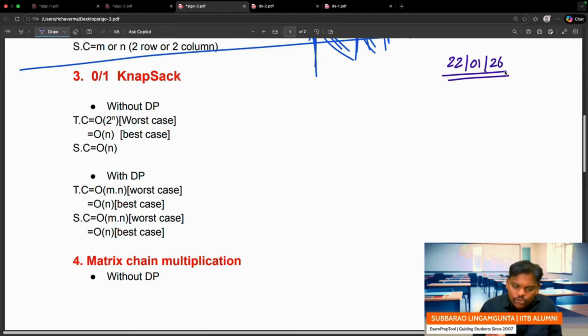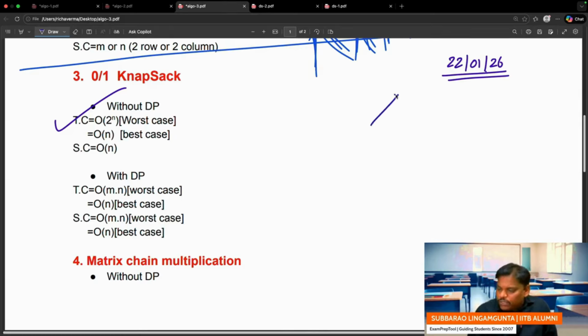Let me start now, 0/1 knapsack. If you see 0/1 knapsack, for every element there are two possibilities. You may take, you may not take. So without DP, time complexity 2 power n, worst case and average case. Best case is n. Best case means every time only one possibility, every element having only one possibility. So best case is n, worst case is 2 power n.